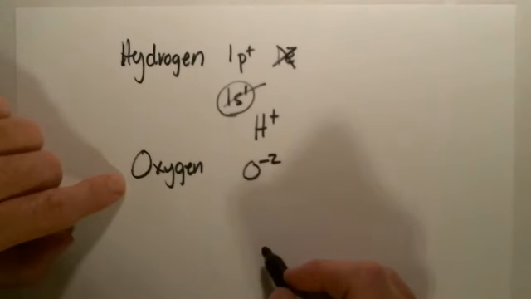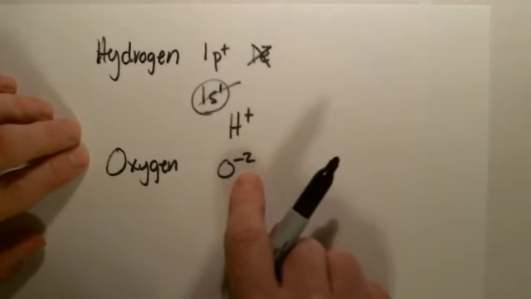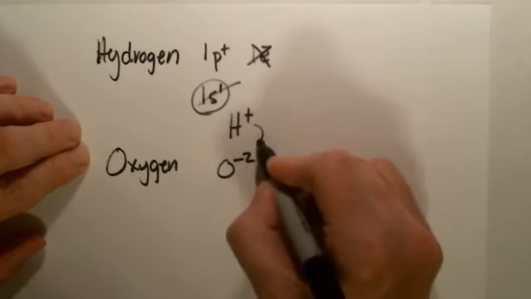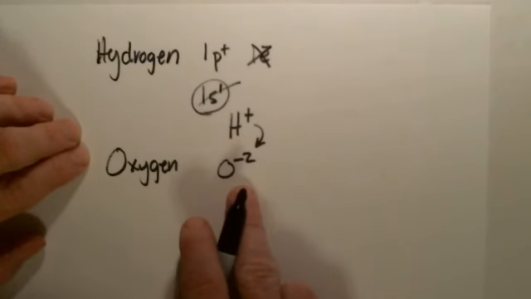Now here's the interesting piece. If you look at this, oxygen has a spot for 2 electrons. Hydrogen wants to give away its electrons. If you look carefully here, you can see that if this hydrogen gives away its electron to satisfy this oxygen, the oxygen isn't satisfied. It needs 1 more electron for it to be satisfied.